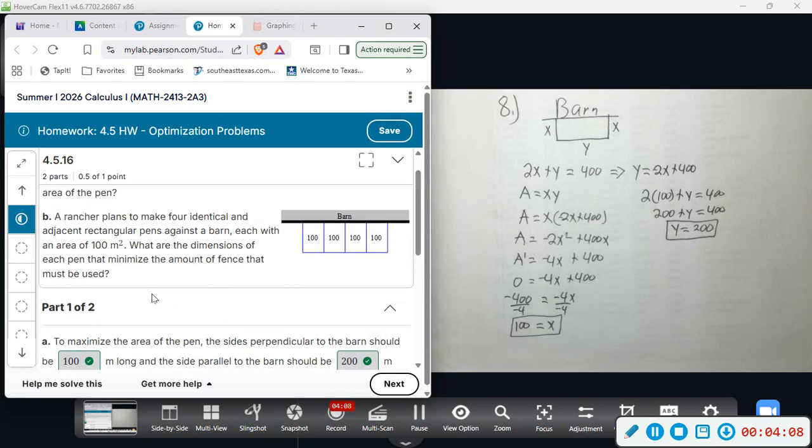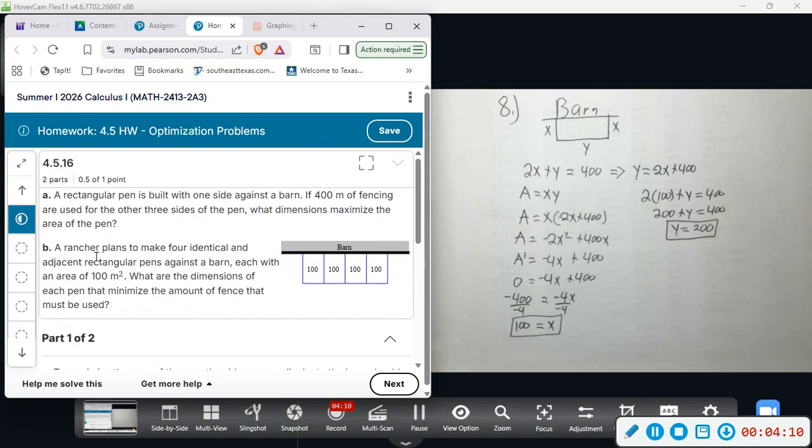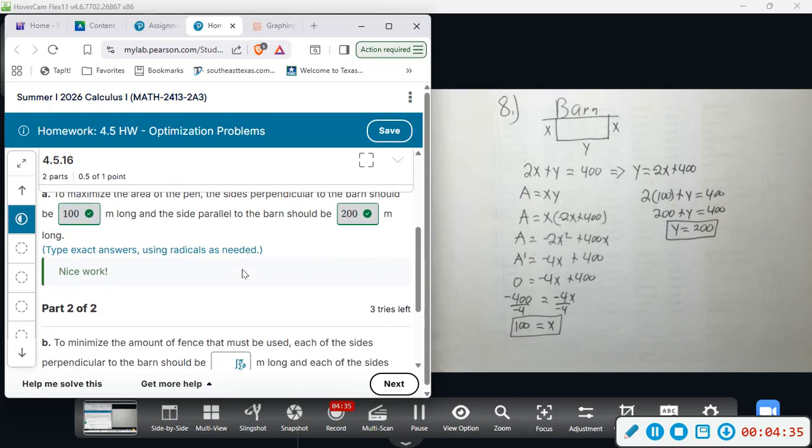All right, so now we have part B. Part B says a rancher wants to make 4 identical and adjacent rectangular pens, each with an area of 100 square meters. What are the dimensions of the pen that minimize the amount of fence that must be used? So this time we're trying to minimize the fencing so that we get 4 sections that equal 100.